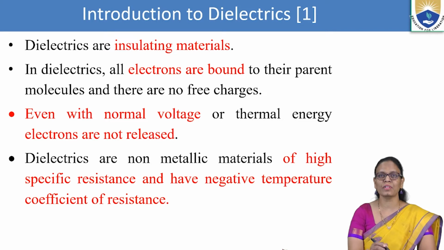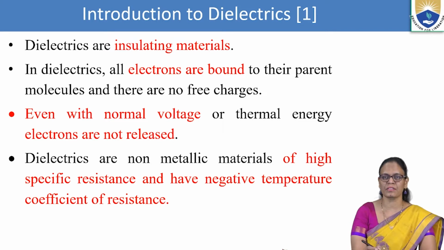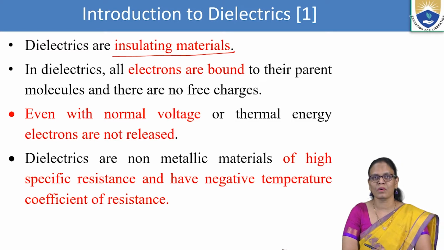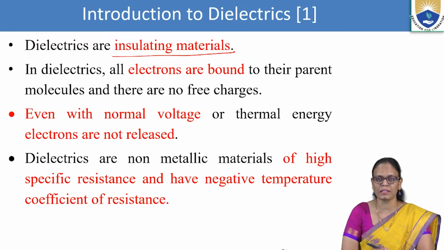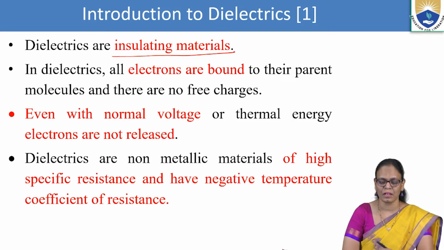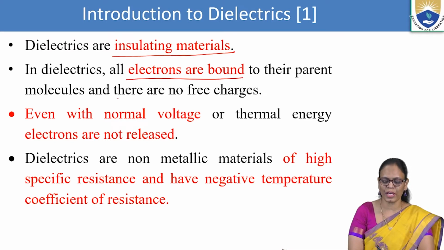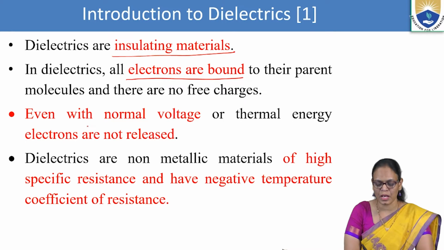So when it comes to dielectrics, what are dielectrics? They are nothing but insulating materials. Insulating materials are those which do not allow heat or electricity to pass through them. And why do these dielectrics behave as insulators? Because all the electrons are bound to their parent molecules and there are no free charges.